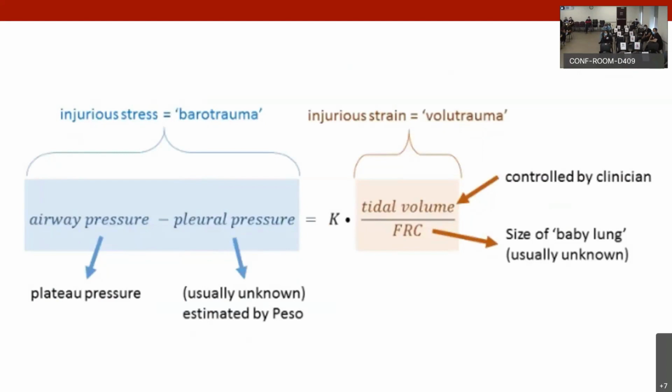proportionate to each other. So we already talked about how stress is proportionate to transpulmonary pressure. Now, how does transpulmonary pressure relate to strain? Strain can be looked at, like I said, as your tidal volume divided by your FRC. If your FRC is low and you're putting in a tidal volume of 400 and your FRC is 100, your strain is 4. That's really bad.